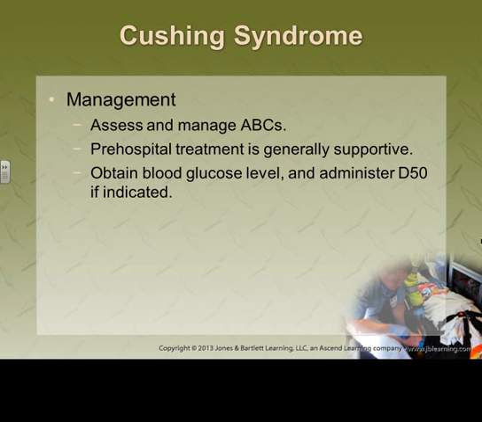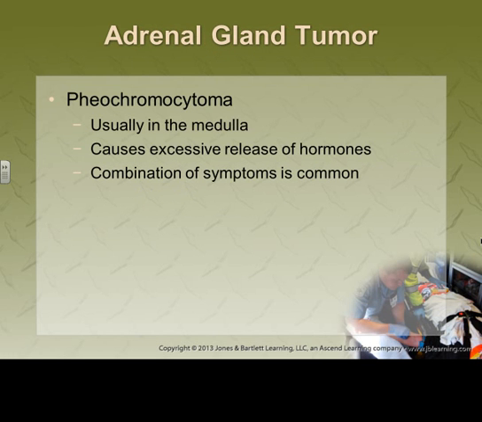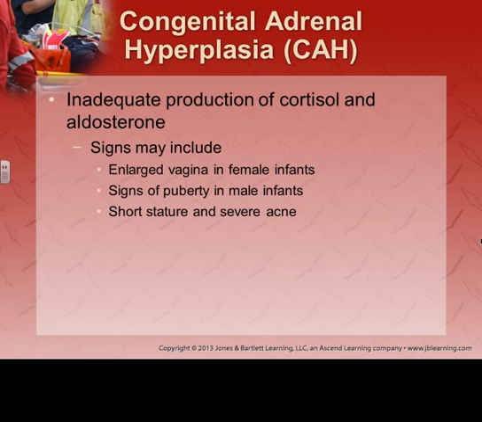Anyways, mainly supportive. We're going to check blood glucose levels in these patients. Give D50. Adrenal gland tumor. This causes excessive release of hormones. CAH, congenital adrenal hyperplasia. All these signs that you see here.